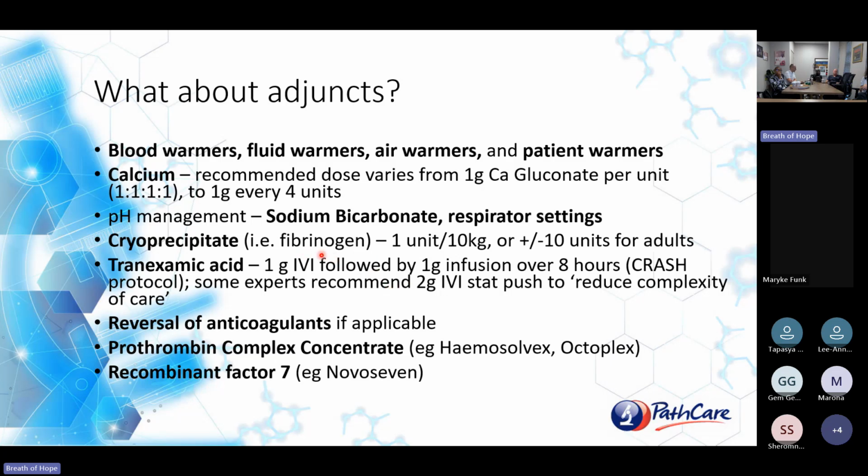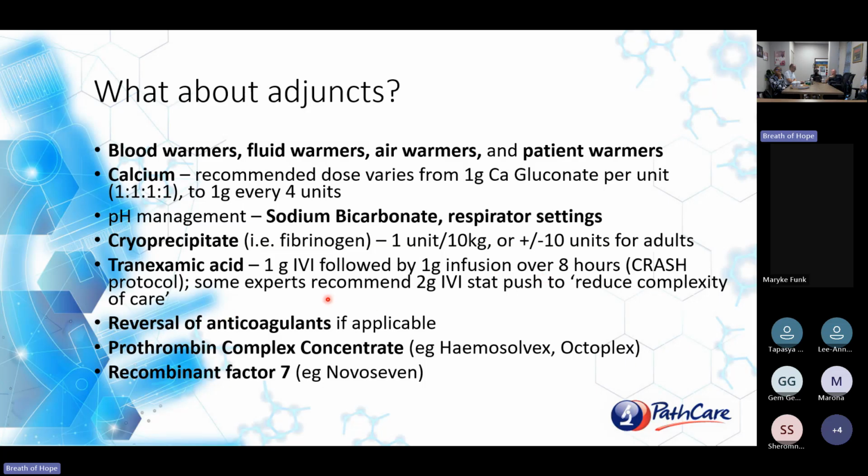And you can give fibrinogen, 1 unit per 10 kg, or about 10 units for adults. You can give tranexamic acid. In the CRASH protocol study, it was shown to be quite beneficial to give 1 gram of tranexamic acid, followed by a 1 gram infusion. That has been shown to reduce the amount of adverse outcomes.